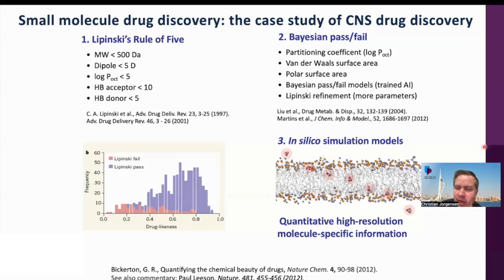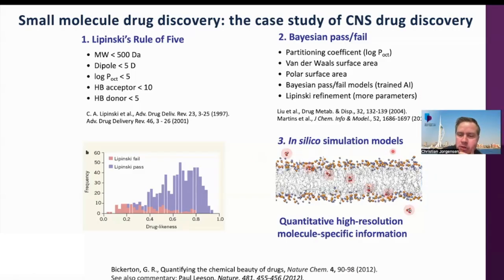However, we really would like to move to simulations. In silico simulations provide quantitative, high-resolution, molecule-specific information. As you can see here, this is a simulation of a drug crossing the blood-brain barrier. You can see the drug as it crosses in time. You know exactly how long it took to cross. You know how long it took to move a certain distance. You know which atoms it interacted with. This is your brain membrane. This type of model is really useful because it provides quantitative, high-resolution, molecule-specific information.